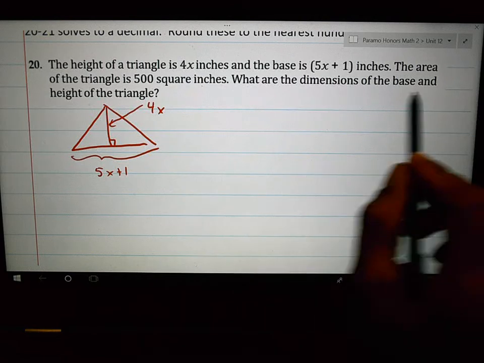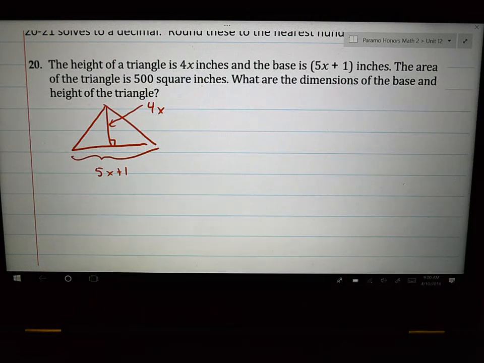What are the dimensions of the base and the height? So we need to figure out what this x and the other one is.